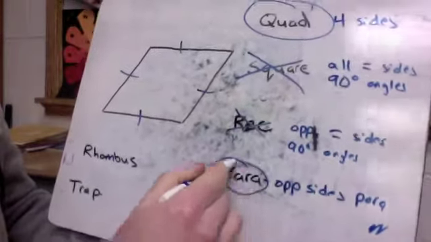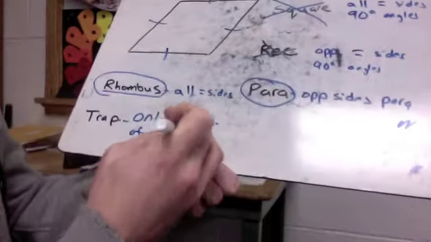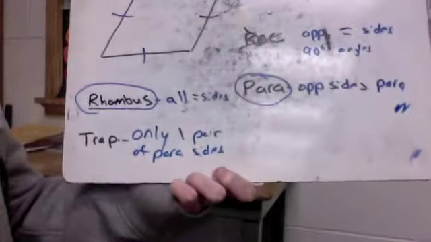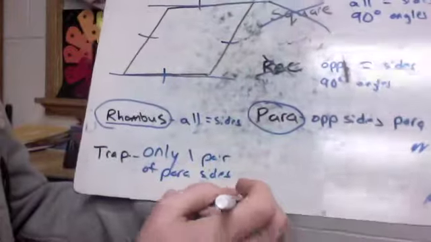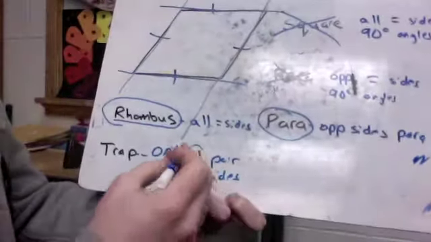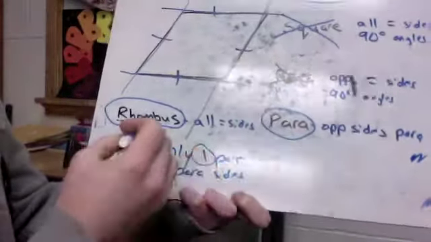Last one's a trapezoid. A trapezoid actually has to have only one pair of parallel sides. Only one. Okay? We have, those are parallel. That would be one pair of parallel sides. Those are parallel. That would be two pairs of parallel sides. It can only have one, so that's out.